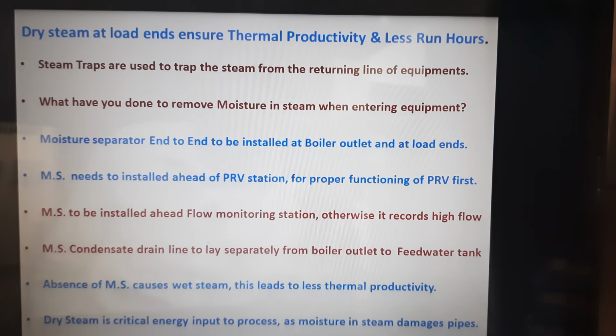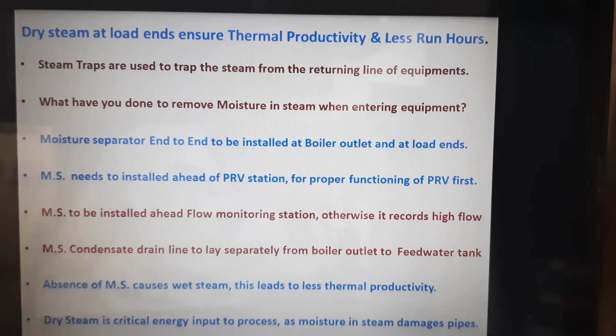The dryness of steam at the load ends improves the thermal conductivity and reduces the run hours for the given thermal steam operated process. Steam traps normally trap the steam at the returning line of the equipments, and only the condensate is returned back to the boiler.